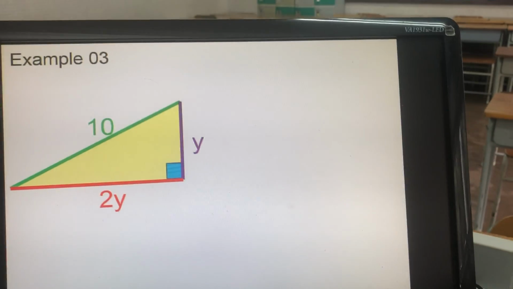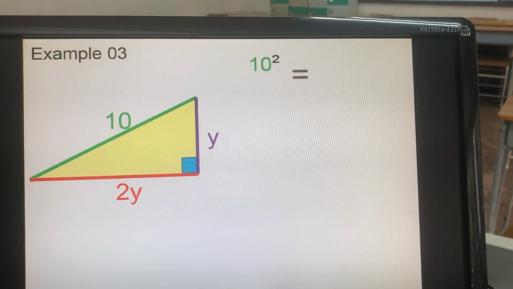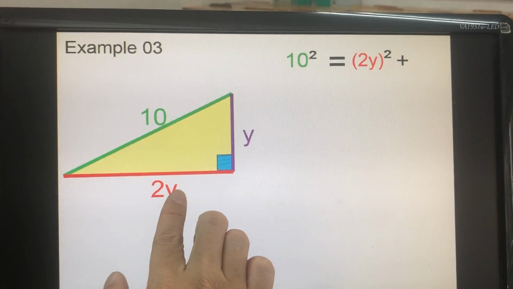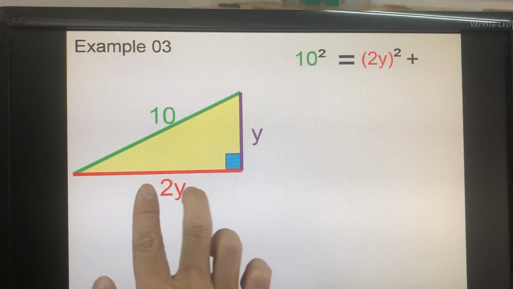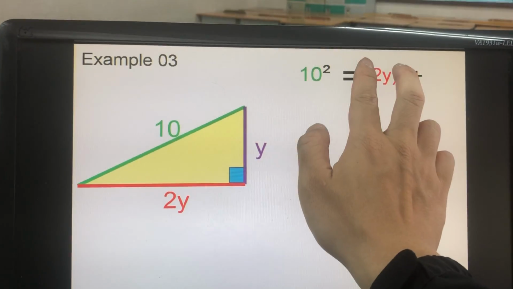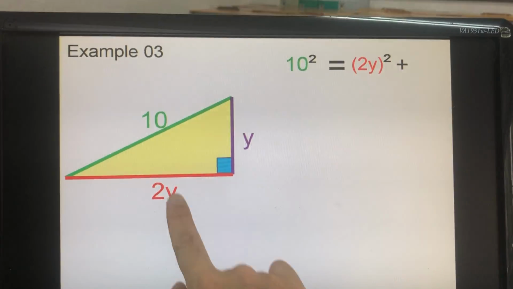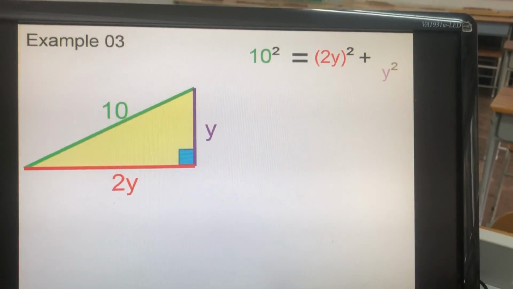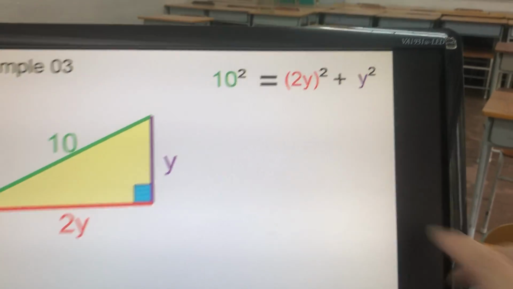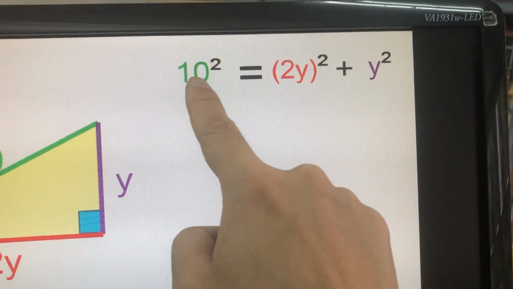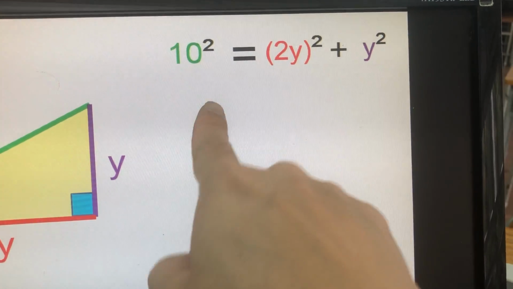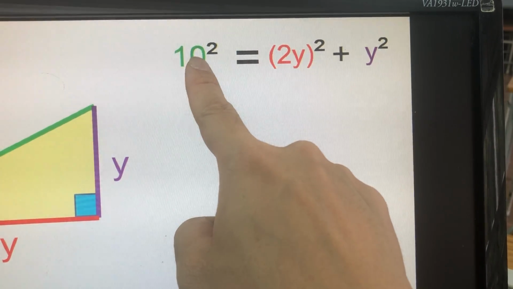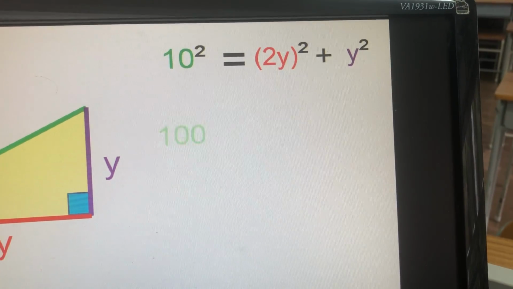Start from 10 squared. 10 squared equals to, so this is the leg, 2y, this whole thing is the leg, so you should use a bracket to protect 2y, and then put a square. The whole leg has the square too. And then the other leg is just y squared. Okay? So 10 squared. Is it 10 times 2 become 20? Is it 20? No, 10 squared doesn't mean 10 times 2. It means 10 times 10. So it should become 100.